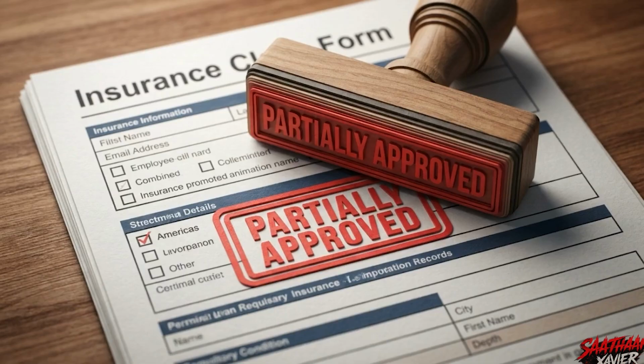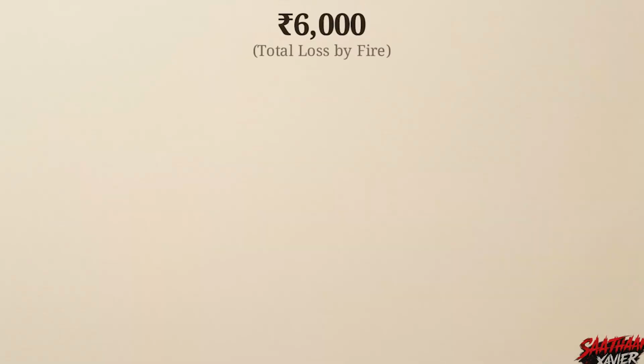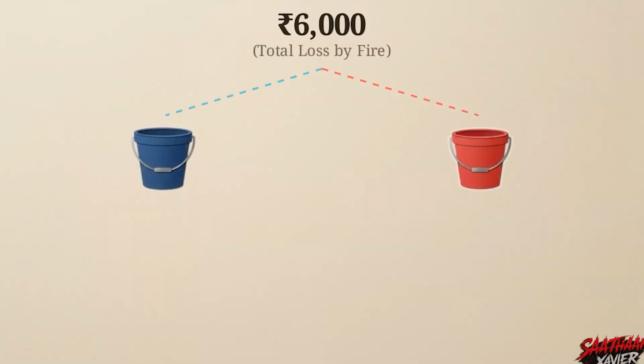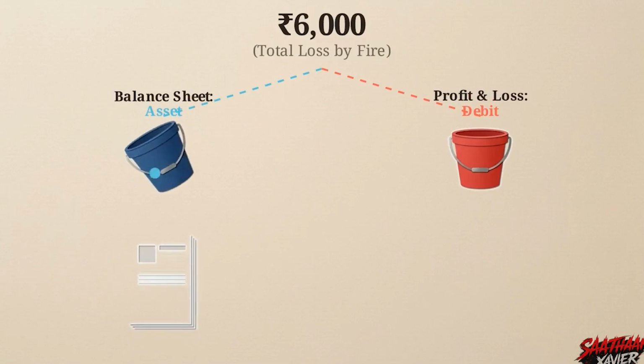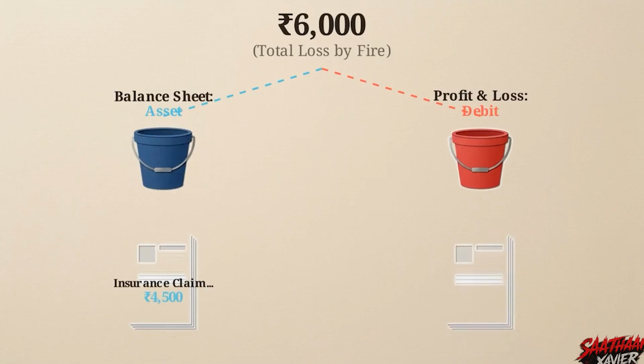But that calculation gets complicated if your inventory is insured, because the insurance company rarely covers the entire cost of the damage. If a fire destroys $6,000 in goods and insurance covers $4,500, you split the difference. The $4,500 routes to the balance sheet's asset side as an insurance claim. The unrecovered 1,500 rupees is debited directly to the profit and loss account.